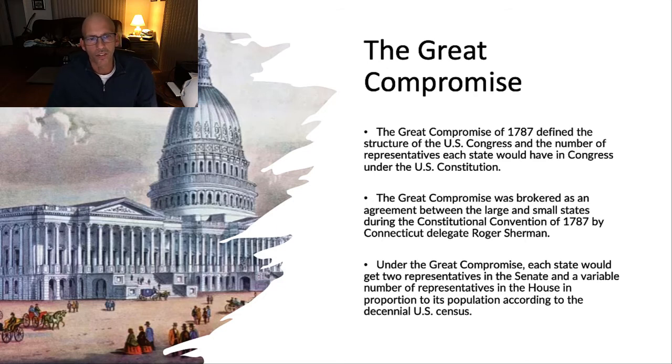Number 4 is the 3/5ths Compromise. This is straight from the early Constitution. Article 1, Section 2 of the United States Constitution states: representatives and direct taxes shall be apportioned among the several states which may be included within this union according to their respective numbers, which shall be determined by adding the whole number of free persons, including those bound to service for a term of years, and excluding Indians not taxed, 3/5ths of all other persons.